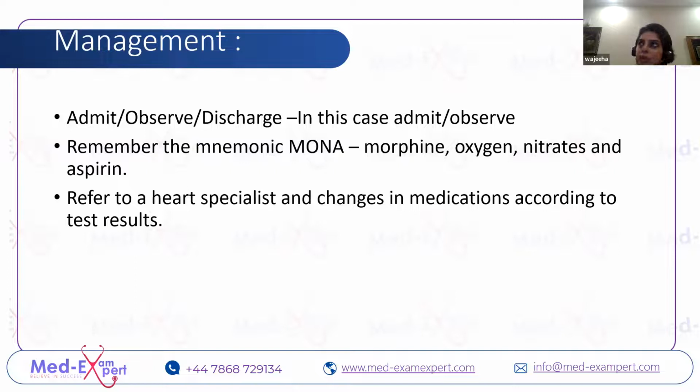We might have to admit you, or we might have to observe you for a couple of hours till your heart enzymes come back to us, and then we'll make a decision based on that. Is that okay, Mr. John? Do you want anyone to give a call? Is there anyone with you right now, Mr. John? Do you want anyone to give a call right now?